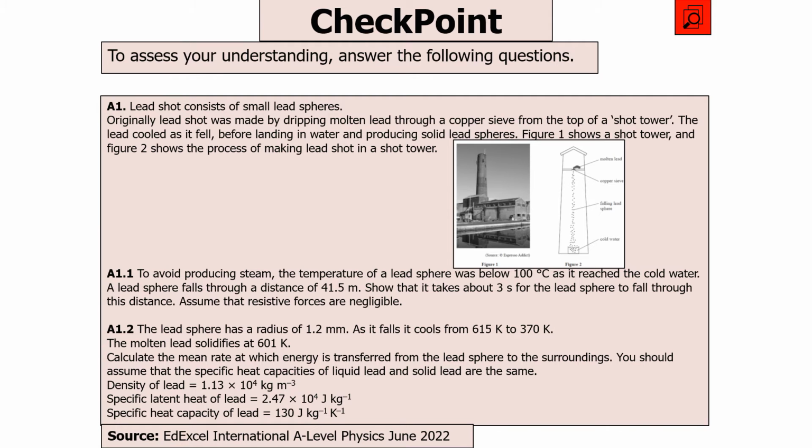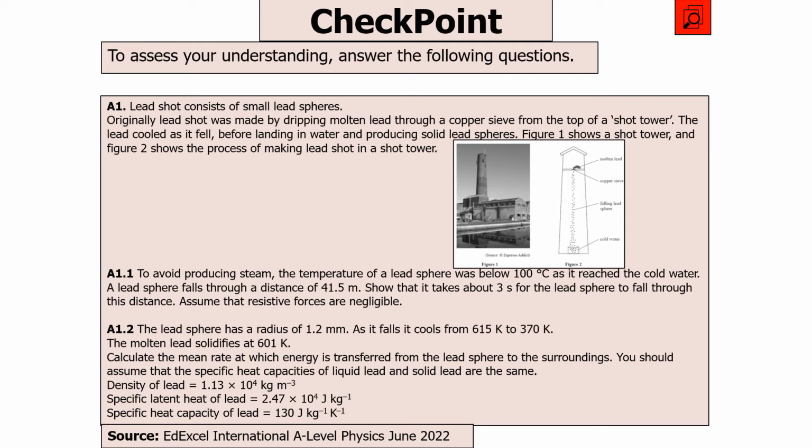The next question says, lead shot contains small lead spheres. Originally, lead shot was made by dripping molten lead through a copper sieve from the top of a shot tower. The lead cooled as it fell before landing in the water and producing solid lead spheres. Figure 1 shows a shot tower, and Figure 2 shows the process of a lead shot in the shot tower.